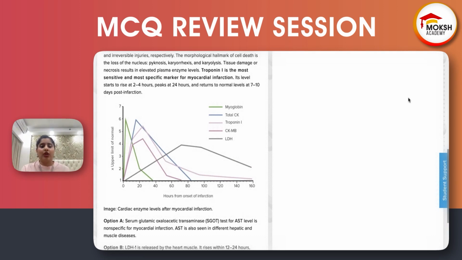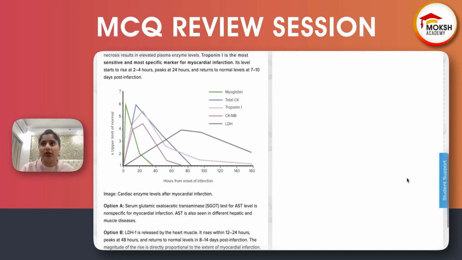Now you can see myoglobin rises fast, peaks fast, goes down fast. LDH is the lazy guy. L stands for lazy, L stands for late. So you can remember it like that. It peaks late, it stays for a longer duration, but it does not start early. So you cannot rely on LDH. CKMB is also good, but again, it peaks a little early and then goes away. Then there are troponin I and total CK. Total CK is not a specific marker. In many other places CK also goes up, so we're not taking it. That's it. These are the few reasons.